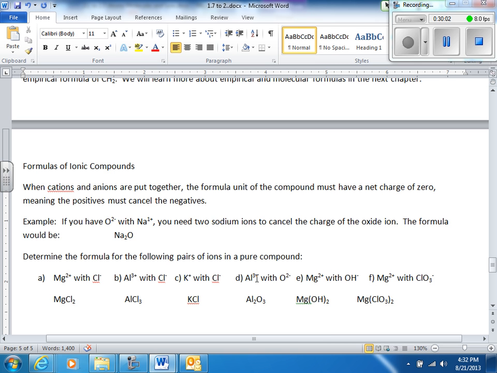And this was the tricky one. You had to get a factor, the least common multiple of 6. So you multiply this one by 2 and this one by 3. So now you have plus 6 and negative 6. It just gets tricky when you have a 3 and a 2. When you have a 1 and a 1 or a 1 and a 3, it's pretty easy.